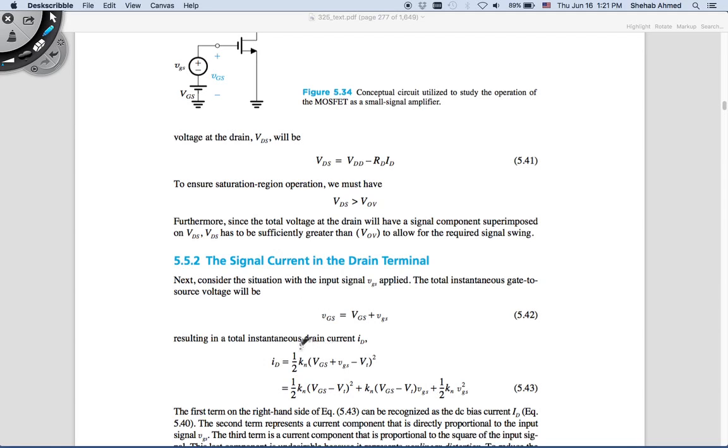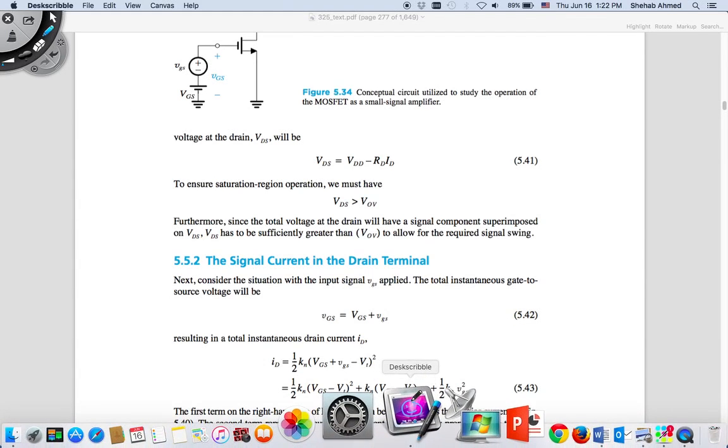So if I am pushing this device into saturation, we said we can utilize the equation for current that is given in the previous page, which is half Kn times VGS, again the total VGS in this case. So total VGS would be the DC operating point voltage plus the small signal voltage, minus Vt. So that is the drain current, considering both sources, right? And then I have to subtract the threshold voltage and square. If I expand this, I get three terms.